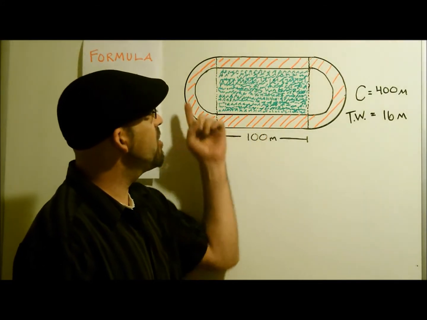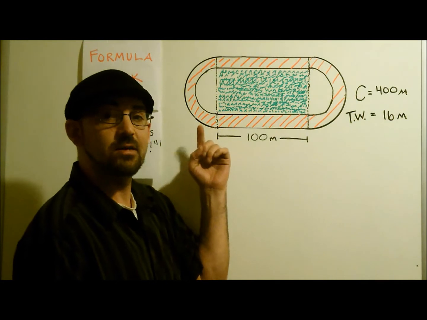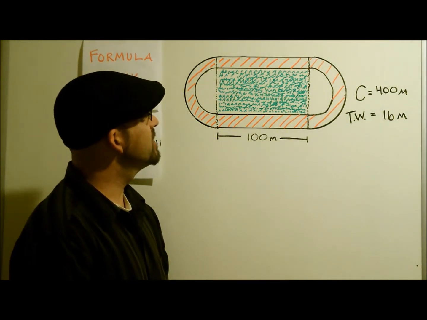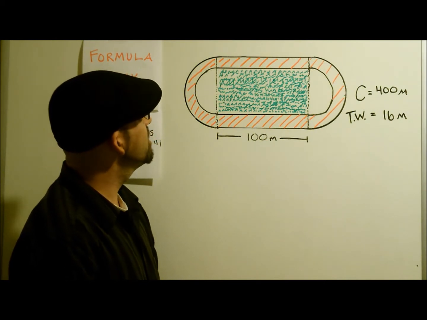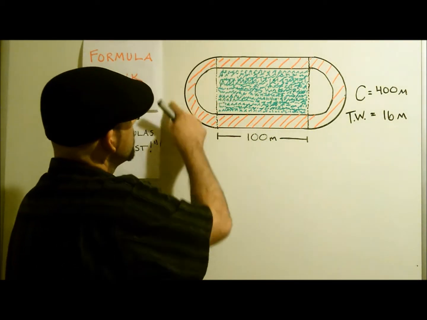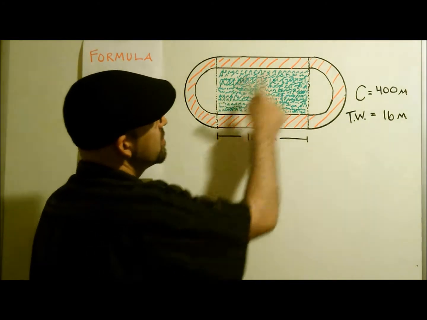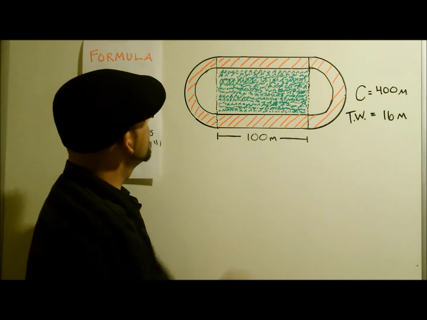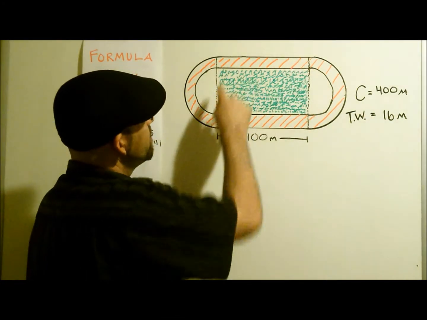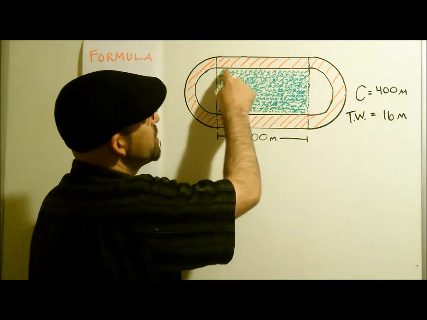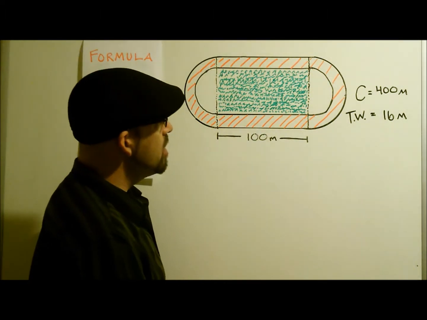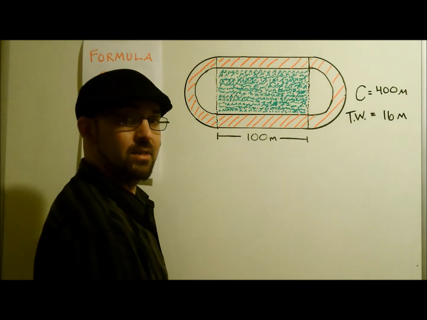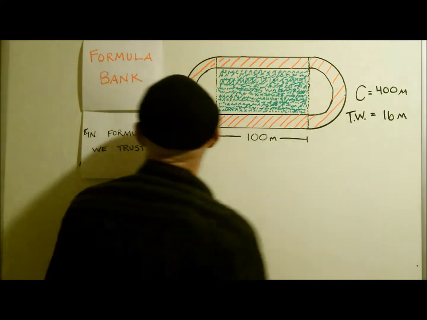I'm trying to find the area of the track. Now, how would I do that? I have to think about it for a second. I see a couple shapes in here. I see a circle here, a half a circle, and another half a circle to make one circle. I see a big rectangle in the middle, maybe even a small one right here where the grass is. I know some formulas about those. What are those? Let's take a look at our formula bank.